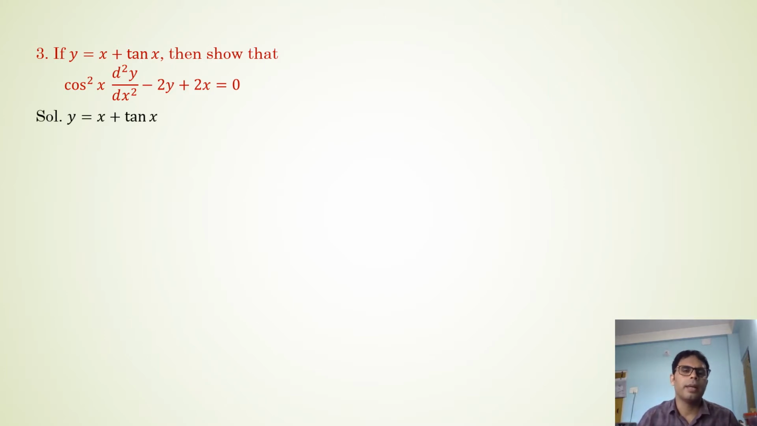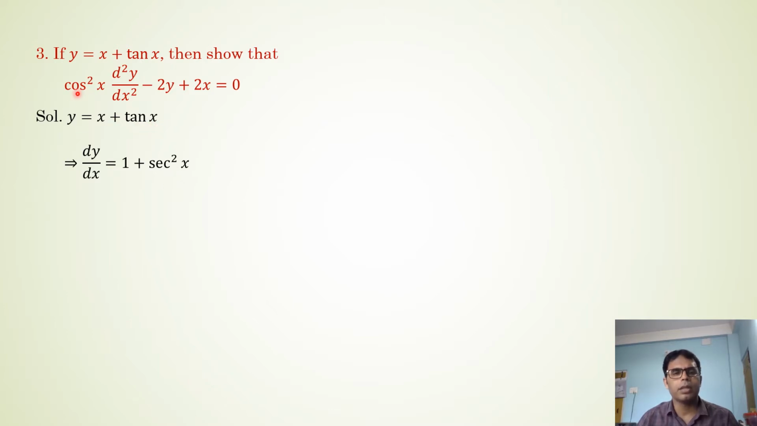So first of all I am writing the given expression, that is y is equal to x plus tan x. Okay, x plus tan x, this one. And after that you just take the differentiation. So dy/dx is equal to, the differentiation of x with respect to x is 1, you know that one, then plus the differentiation of tan x, which is sec square x.